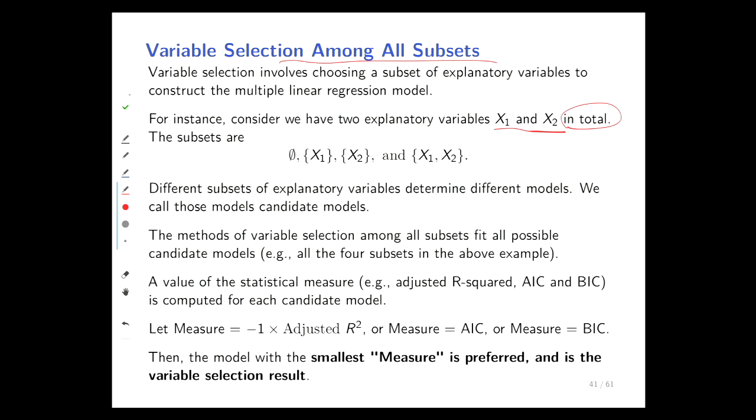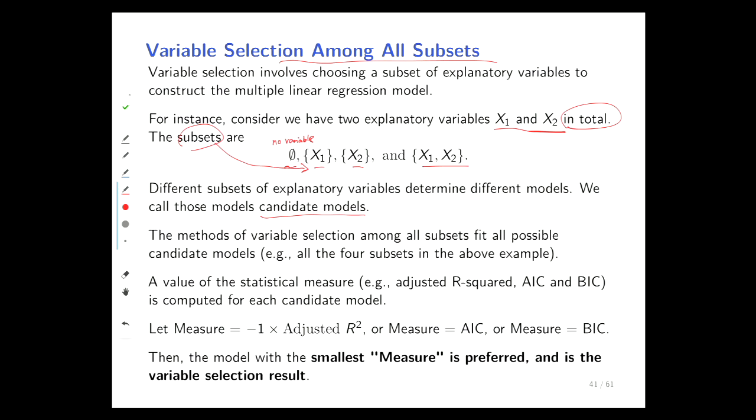We can consider this model with no variable, so we use this empty set to mean no variable. Also we can only consider variable x1, or we can consider x2, or we can consider x1 and x2 both. In this case, we just use those subsets. We can use each subset to represent one model. So here we actually have 4 candidate models.